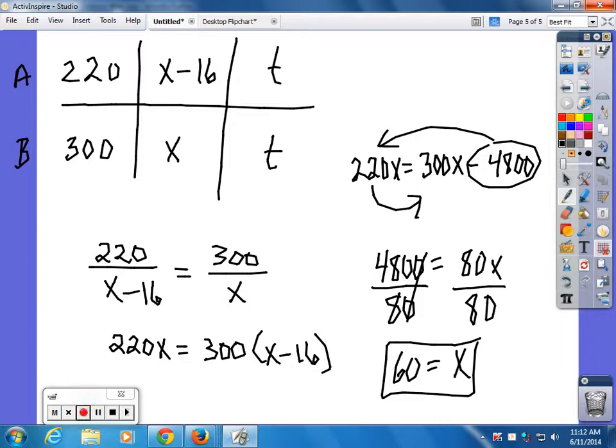In fact, that's 46. I'm telling you. Hold on a minute. This one I get from... So what is 60 minus 16? 44?